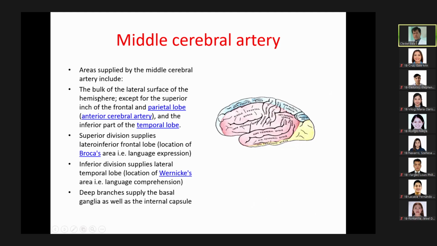So this is basically what I mentioned earlier: the bulk of the lateral surface of the cerebral hemisphere will be under the middle cerebral artery, except the superior portion here.